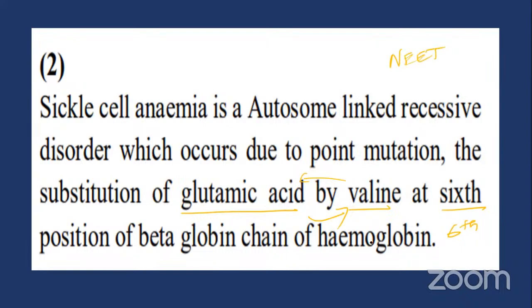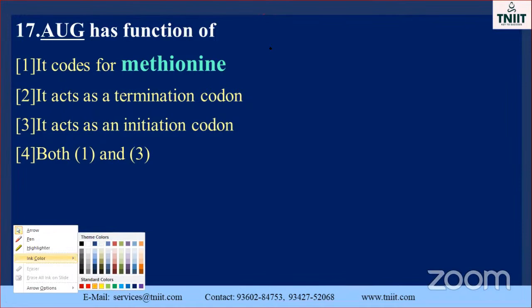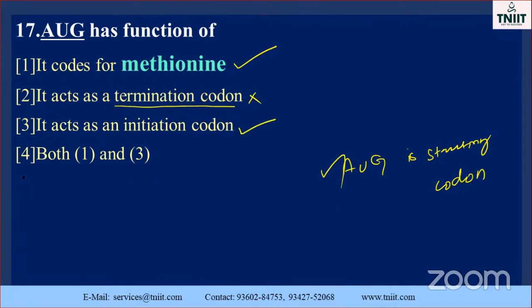Okay, go to the next one. What are the functions of AUG? It codes for methionine. Yes, AUG is denoted as methionine. It acts as a termination codon. No, AUG is a starting codon. It acts as a termination codon is the wrong one. So it acts as an initiation codon is the right one. So option 1 and 3 is the correct answer.